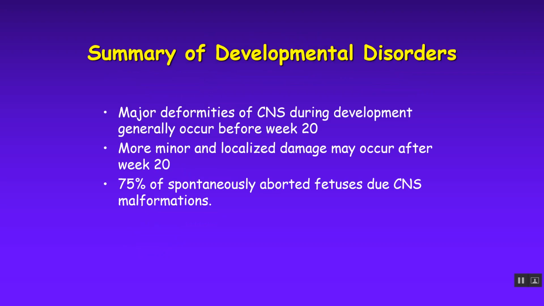So, summary of developmental disorders: most of the major deformities of the CNS occur before week 20, but we know that this first month is really critical, okay? More minor and localized damage may occur after week 20. 75% of spontaneously aborted fetuses are due to CNS malformations.